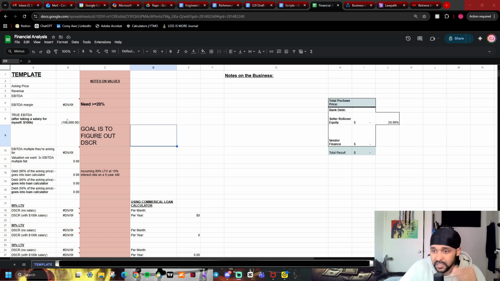So this is a calculator where you can put in certain numbers, the main numbers being asking price, revenue, and the underlying annual profit of the business, and it will tell you the debt service coverage ratio, DSCR, which is probably the most important factor and value that you'll need to determine whenever you're looking to acquire businesses. What a DSCR is, is basically a ratio.